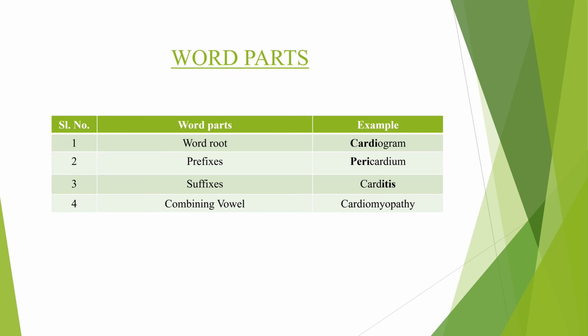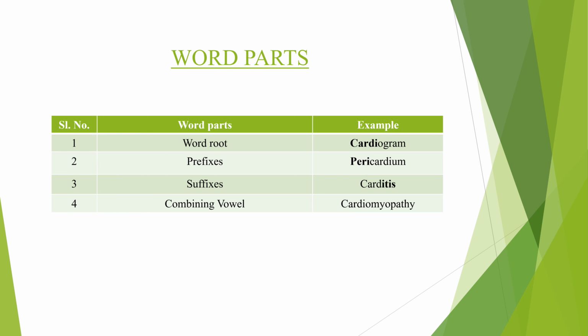And next, peri is the prefix in the term pericardium. Pericardium means around the heart. You can see here that the prefix is found at the beginning of the word. And itis is the suffix in the term carditis, which means inflammation of the heart. As this term shows, the suffix is found at the end of the word.